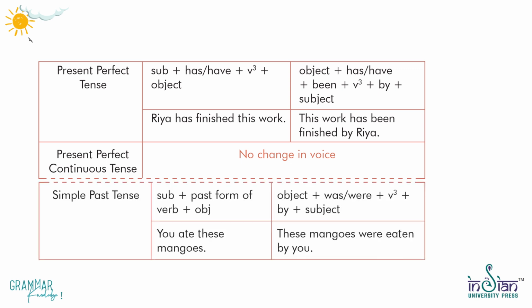Simple past tense. Subject plus past form of verb plus object. You ate these mangoes. Object plus was, were plus V3 plus by plus subject. These mangoes were eaten by you.